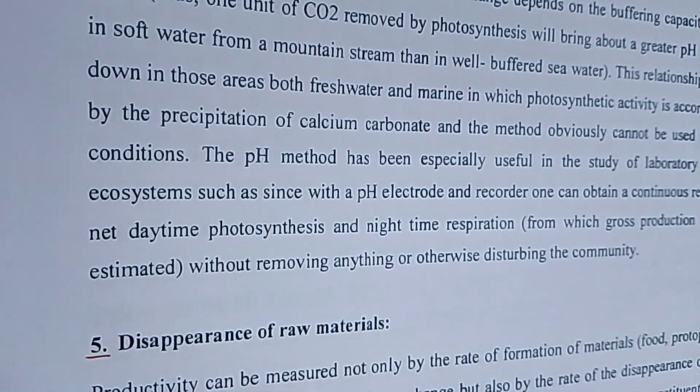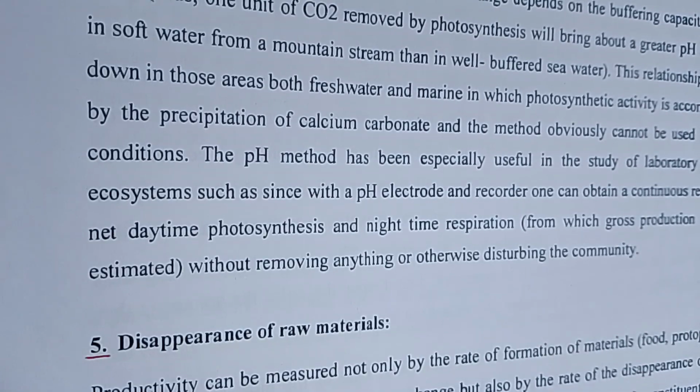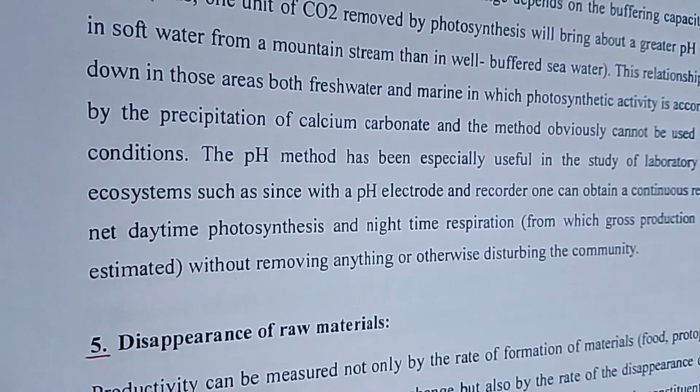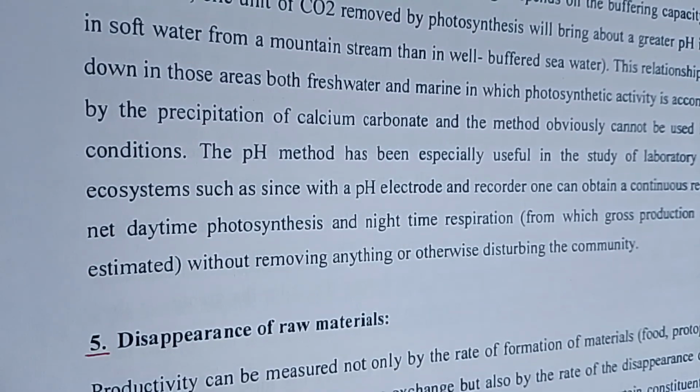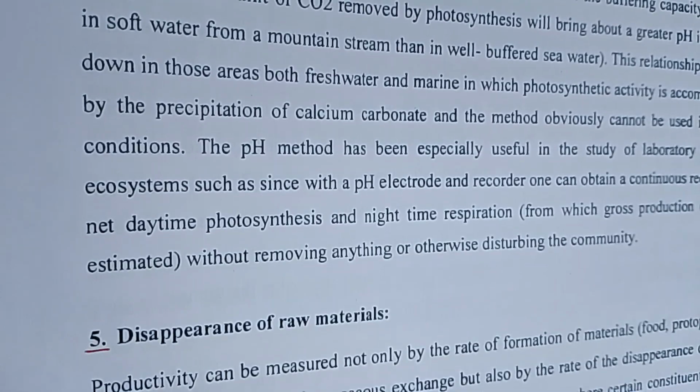pH method. In an aquatic ecosystem, the pH of the water is a function of the dissolved carbon dioxide content, which in turn is decreased by photosynthesis and increased by respiration. However, to use pH as an index to productivity, the investigator must first prepare a calibration curve for the water in the particular system to be studied.